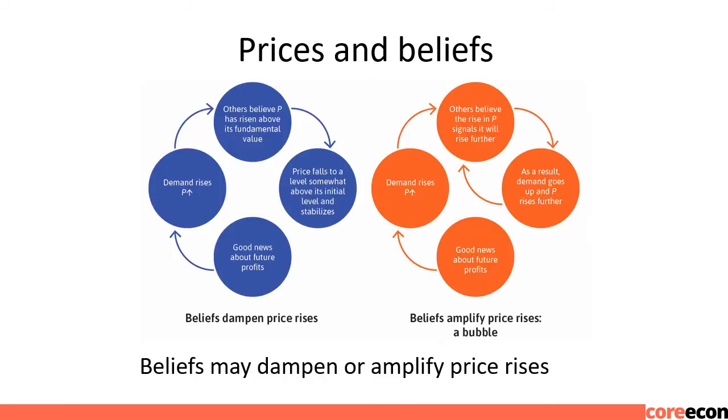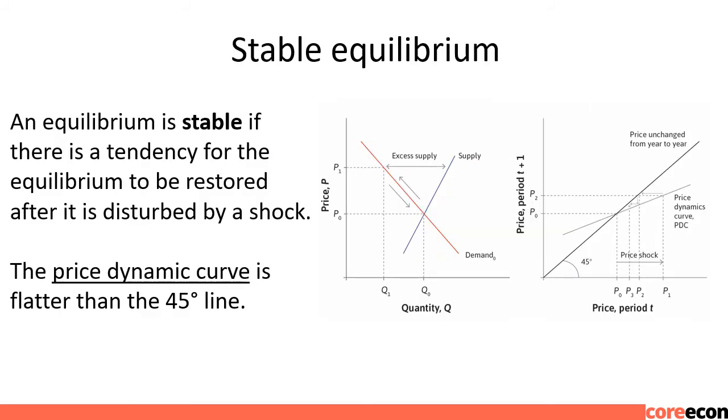Prices and beliefs. Pictogram shows that beliefs may dampen or amplify price rises. Stable equilibrium. An equilibrium is stable if there is a tendency for the equilibrium to be restored after it is disturbed by a shock. The price dynamic curve is flatter than the 45-degree line. Horizontal axis shows value of variable in period t. Vertical axis shows value of variable in period t plus 1.